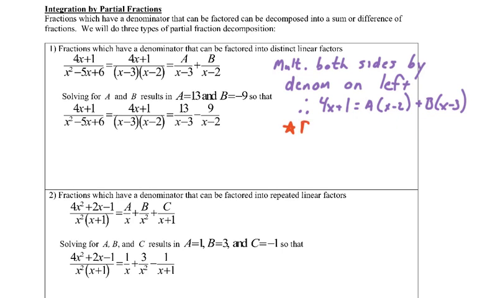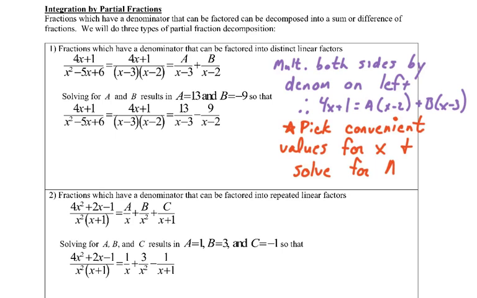And we're going to pick convenient values. So we would pick a 2, that would get rid of this piece, and a 3, and that would get rid of this piece. So we're going to pick convenient values for x and solve for A and B. You could have a C and a D, or whatever it may be.